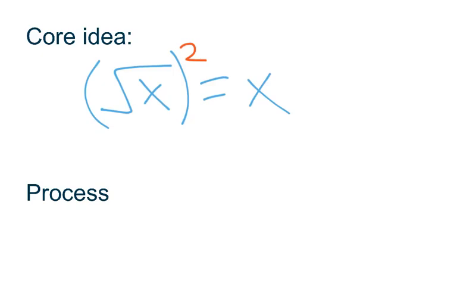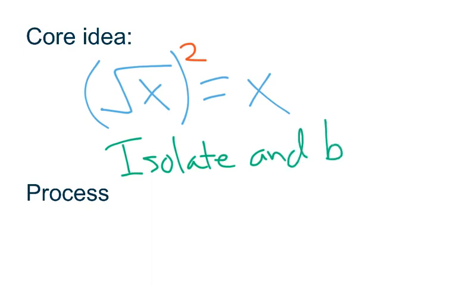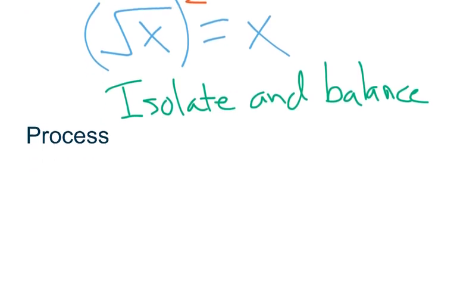Another core idea that we're going to bring back into this is something that gets talked about when we're looking at how to solve simple linear equations, which is isolate and balance. This is definitely going to help us out when we start to make these more complicated and we involve a square rooted variable and an unsquare rooted variable. So I just want to remind you of those two things as we go about solving these equations.